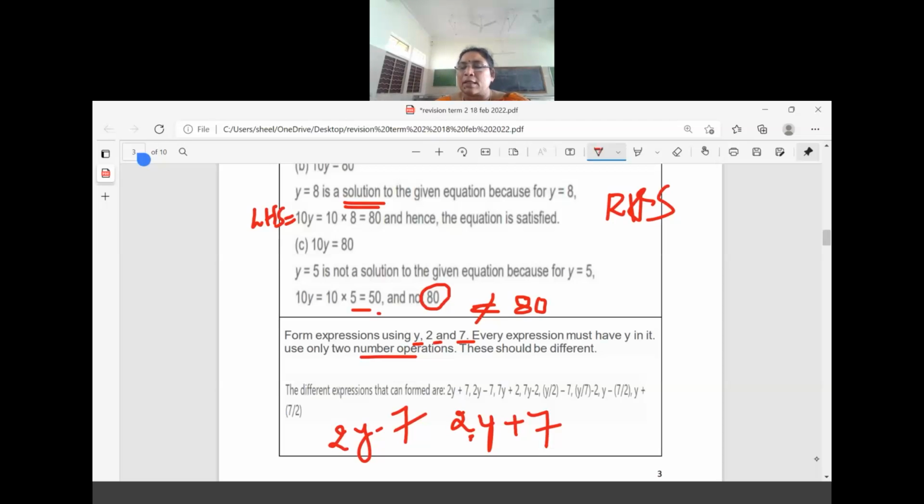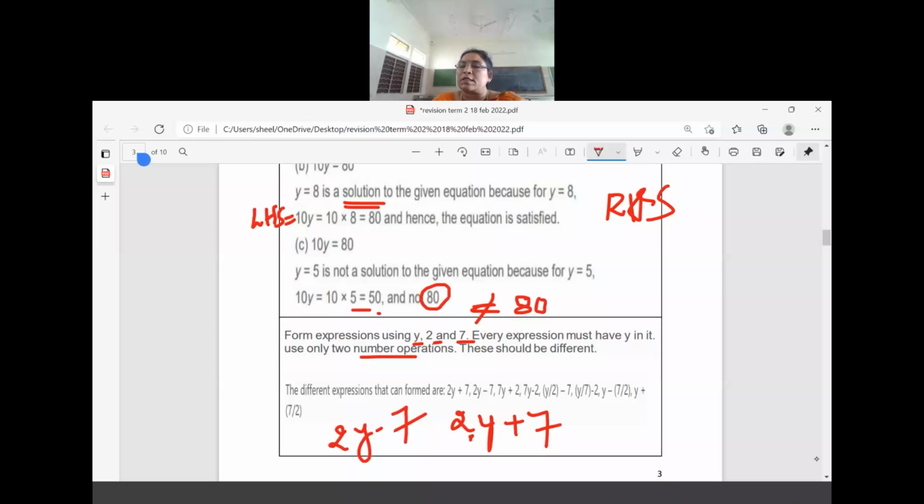So we are getting another equation, 7y plus 2. Similarly, once you got plus, you can go for minus also, 7y minus 2 only. So what is the next question? Next equation, what we have written here? y by 2 minus 7. So division and subtraction. Next, y by 2 plus 7, with plus and division only.